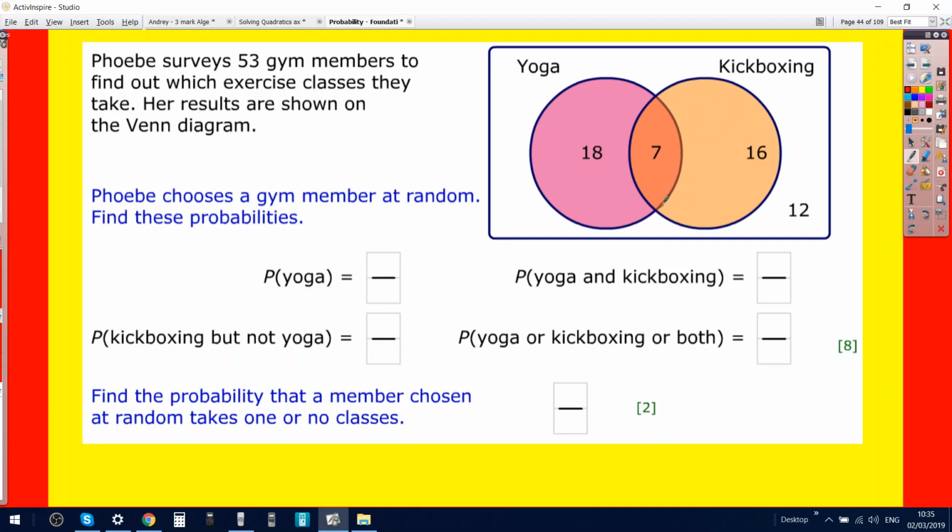Okay, this one. Phoebe chooses from 53 members. Phoebe chooses a gym. So the probability of her doing yoga, would that be 18 over 53? And do the 7 in the middle do yoga? Yes, they do. So it'd be 25.